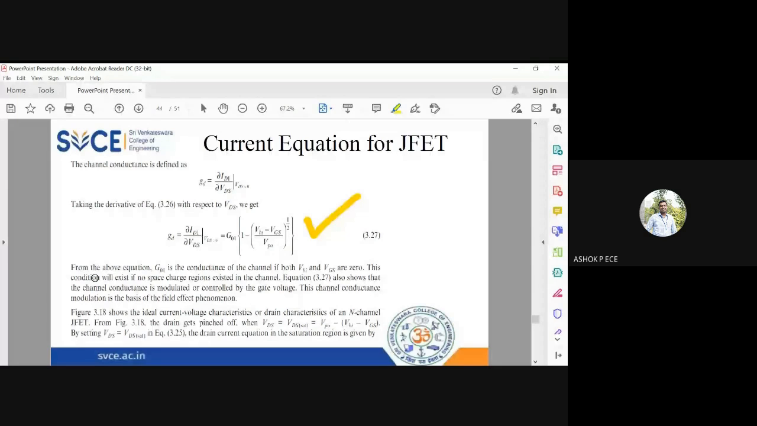So from the above equation, G01 is the conductance when VBI and VGS are 0. Put VBI equal to 0 and put VGS equal to 0. If you put both to be 0, then I can write GD equal to G01. That is the maximum value of channel conductance. This maximum value of channel conductance will exist when there is no depletion region in the channel. So when the depletion region starts expanding, the channel conductance will be reducing because of the gate voltage you are going to give.